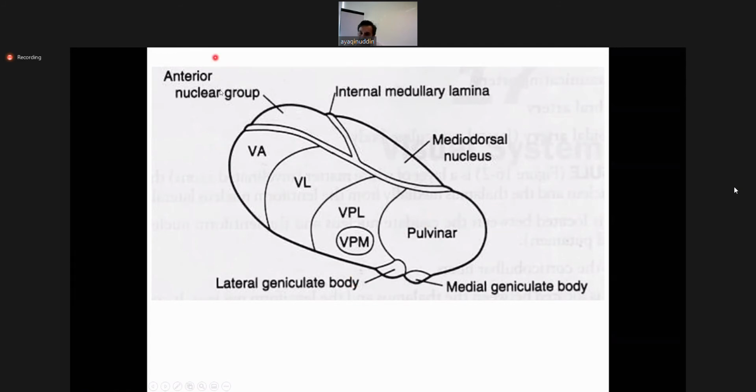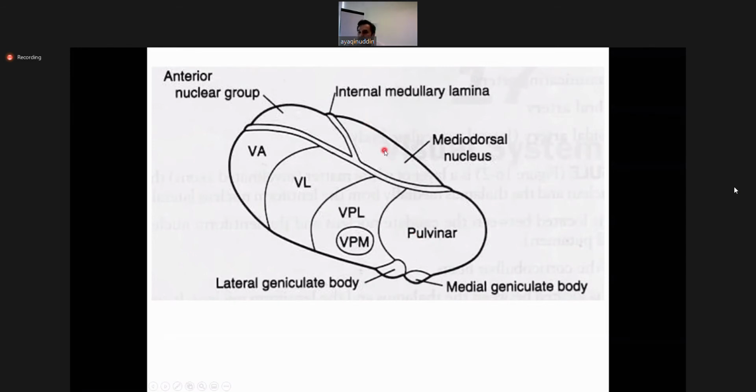It has a ventral surface and a dorsal surface, which is the upper surface. The ventral surface is the one which is lying over the hypothalamus. These interlaminar white matter fibers are going to divide the thalamus into an anterior part, medial part, and the lateral part. And the lateral part is further divided into a ventral part and a dorsal part. The posterior part is overhanging, which is called the pulvinar. And at the pulvinar, you would find there is a medial geniculate body, and there is also another group which is called the lateral geniculate body.